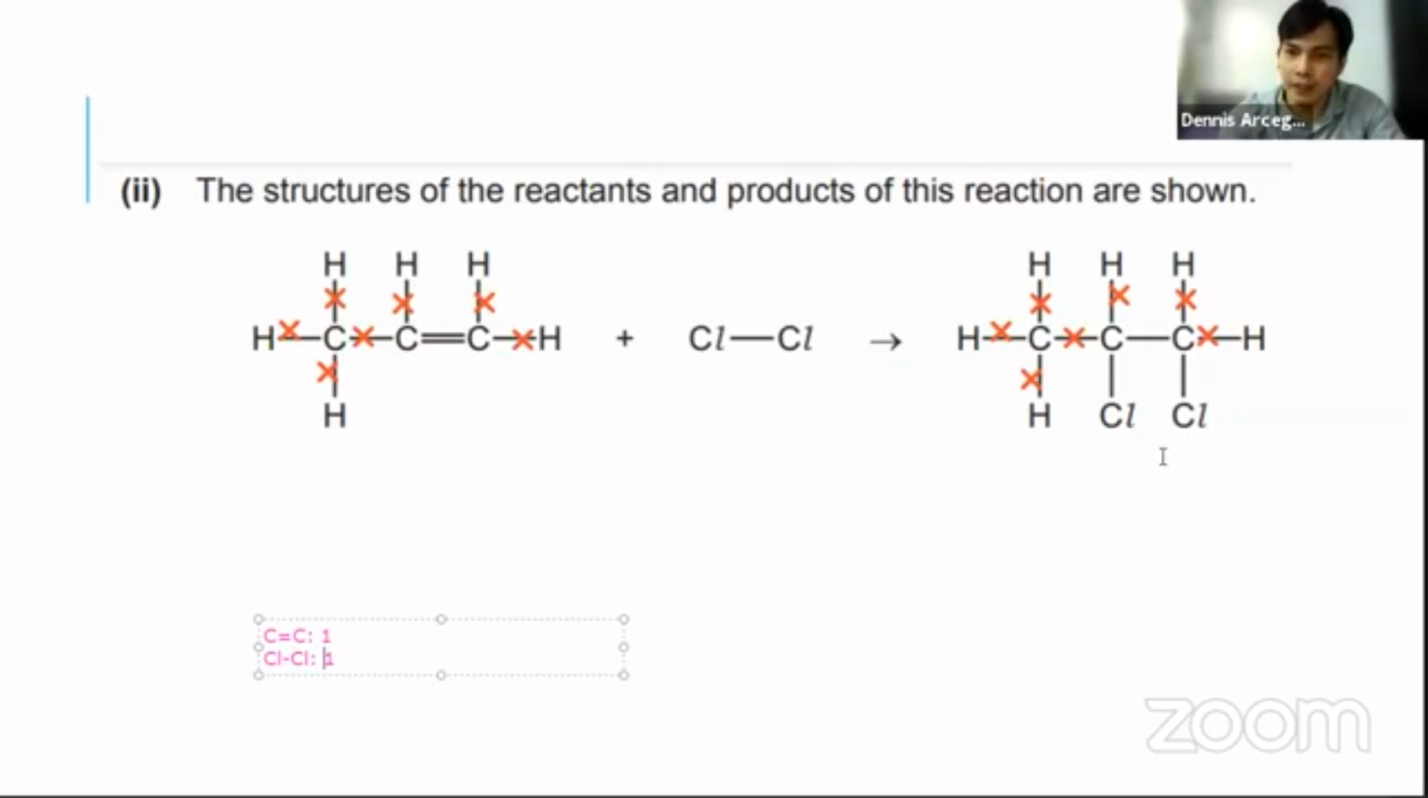Okay, and then for the product, let's write here so that it will be easier later for you. So let's write C single bond C and then C single bond Cl, which is 2. 1 and then this is 2. Okay, so let's solve.